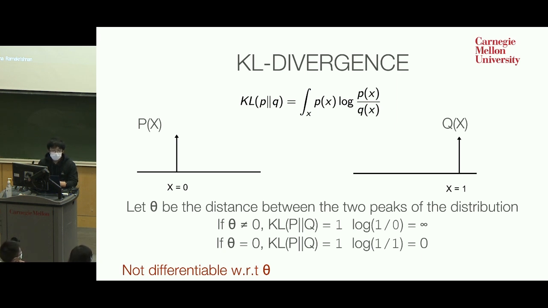If we are using the KL divergence to measure the distance between these two distributions, we find that if theta is not equal to 0, the KL divergence equals infinity. And if theta is equal to 0, the KL divergence equals 0. It basically tells us whether the two distributions are the same. However, the KL divergence provides no information on how different those two distributions are. And also, by the way, it is not differentiable with respect to theta.